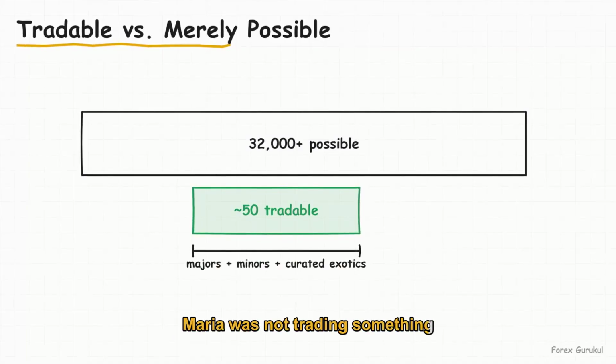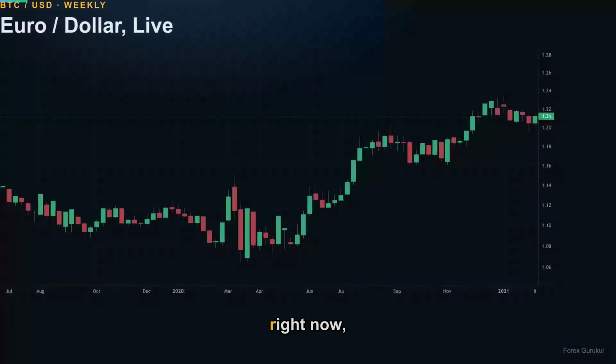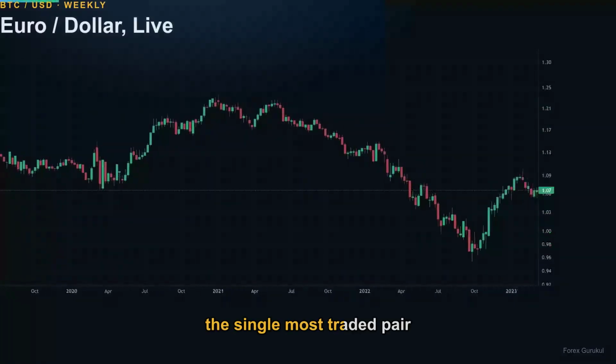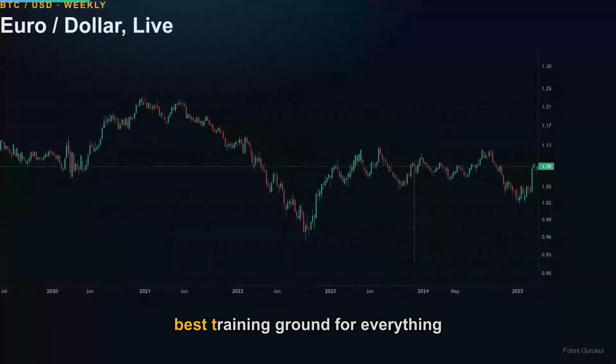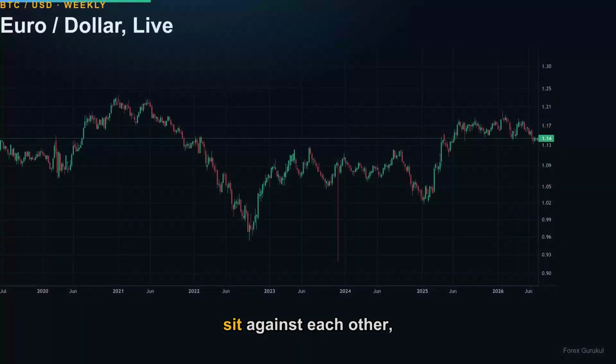Maria was not trading something impossible. She was trading something technically real, but practically thin. And thin is exactly where accounts die. This is Eurodollar live right now, the single most traded pair on the planet and the best training ground for everything we covered. Watch how tightly these candles sit against each other, how price moves in smooth, small steps instead of sudden gaps. That smoothness is liquidity you can literally see.